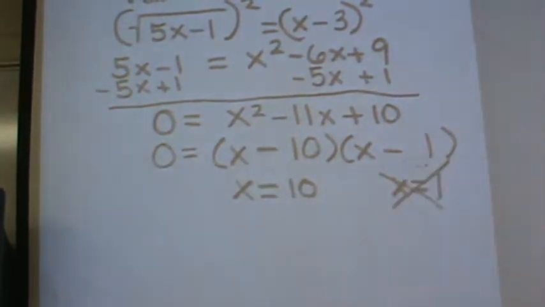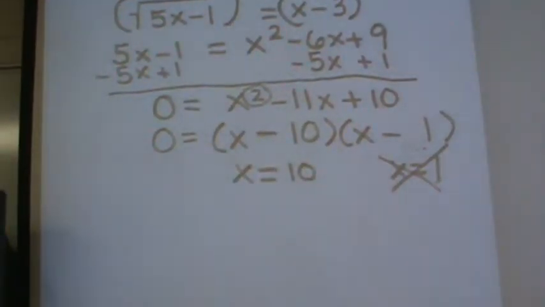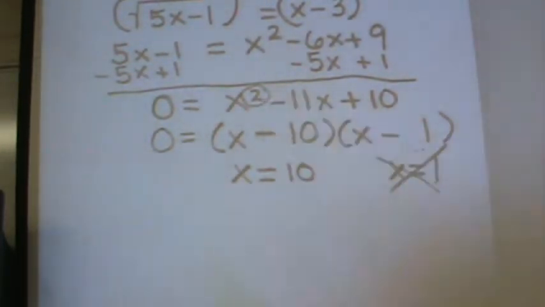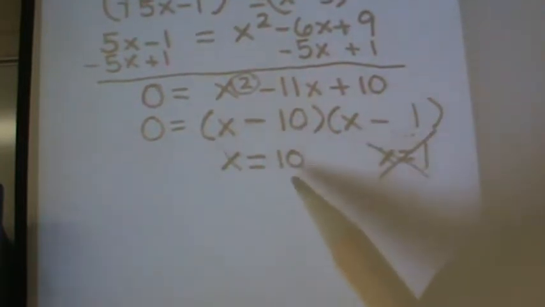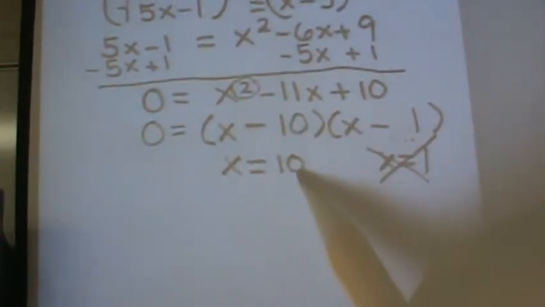You've got 10 and 1. And by the way, see this power right here? That's called the degree of your problem. There's at most 2 answers. Okay? Now, when you graph this, by the way, 10 works.